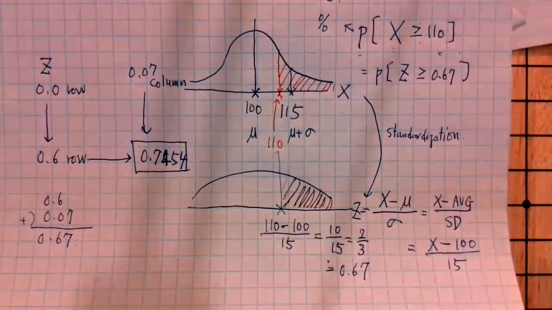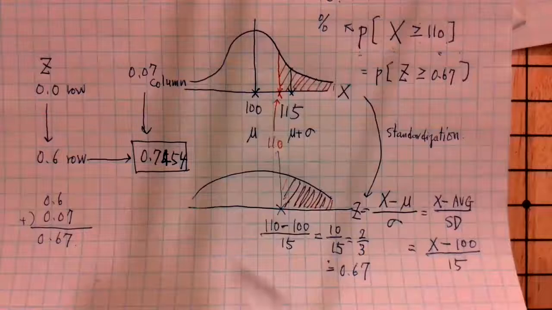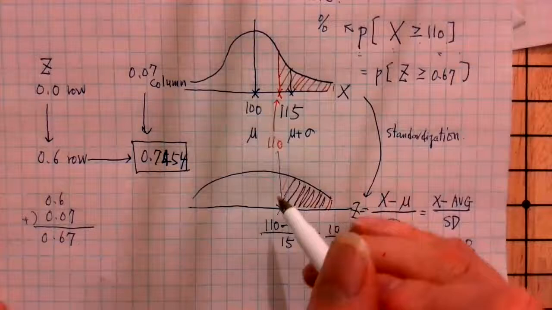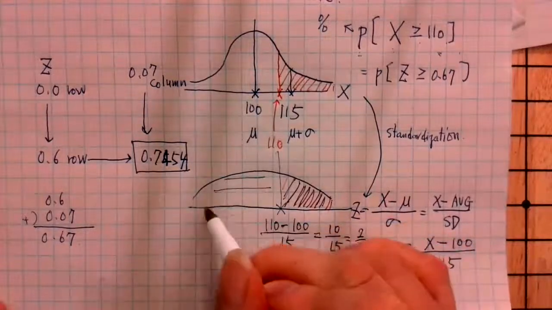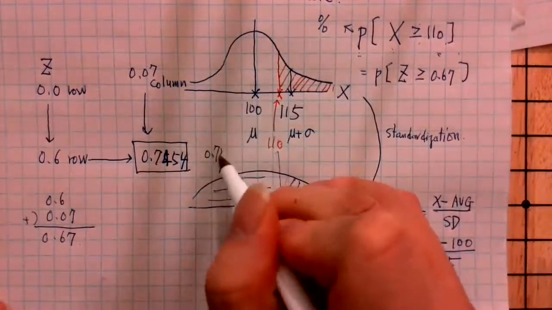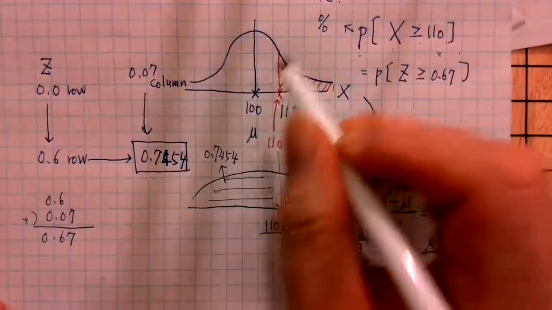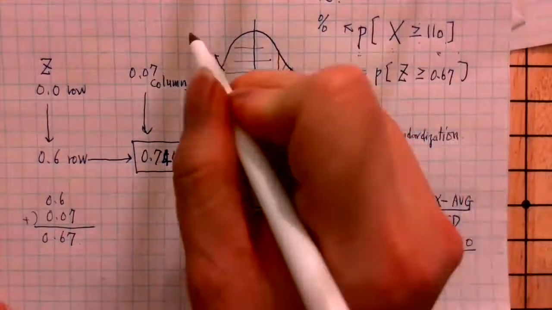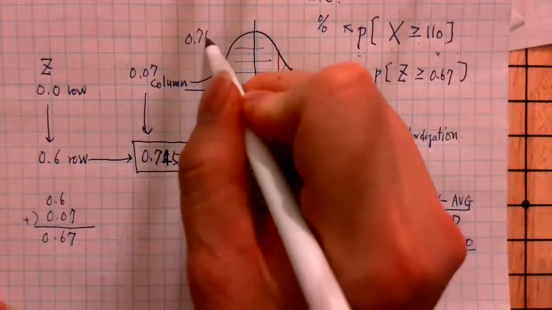It's 0.7454. That is this area, the blue shady area. The blue shady area here, its size is 0.7454.